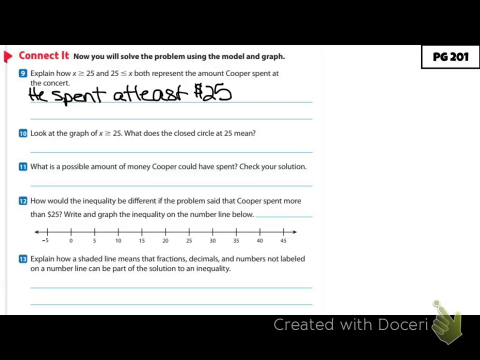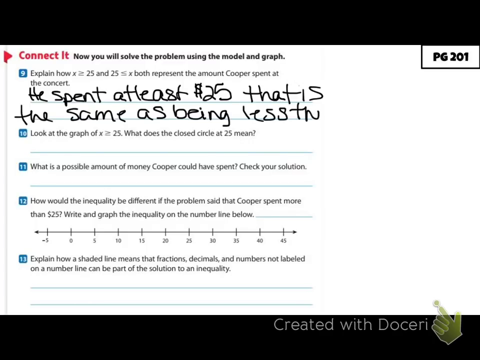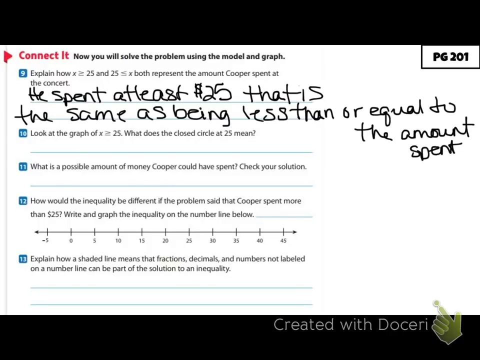Okay, that is the same as being less than or equal to the amount spent. It all just depends on whether your variable's first or your variable's last, the amount that he spent.